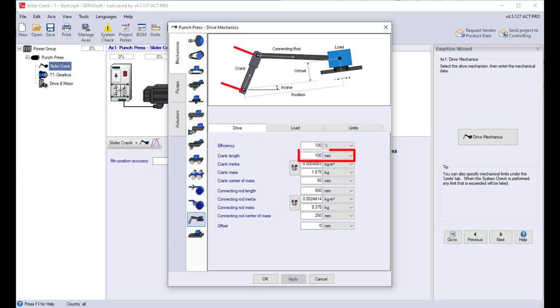The crank length is 100 millimeters and the connecting rod is 500 millimeters. It is important to note the center of mass for the crank and the connecting rod. In this case, they are half the length of the crank and connecting rod, which is 50 and 250 millimeters respectively. The rest of the inputs here are inertias and masses, and are straightforward.